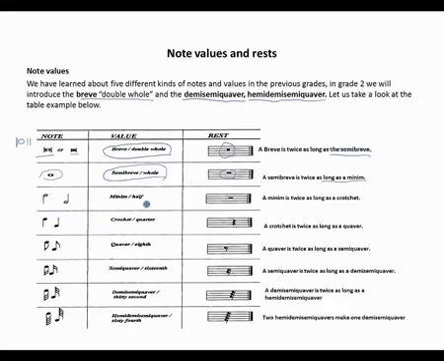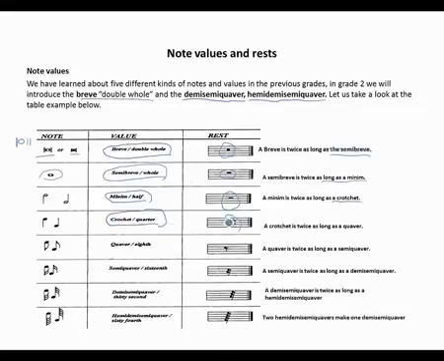Then we have a minim, which is half of a semibreve. The rest is similar to that of a semibreve, except that it's facing upwards. A minim is twice as long as a crotchet. A crotchet is half of a minim, also known as a quarter note.